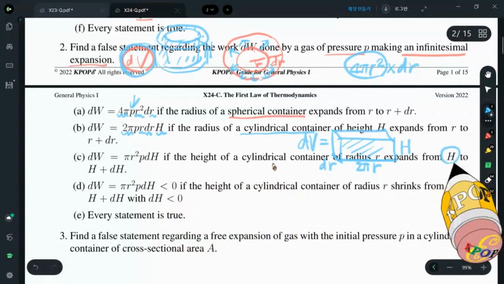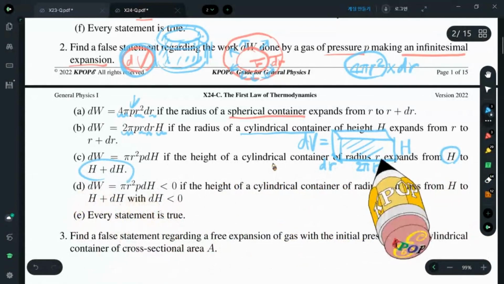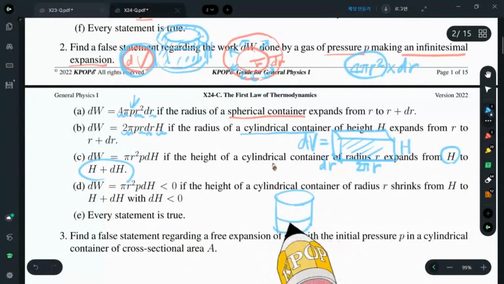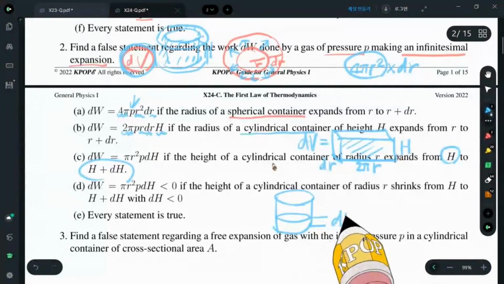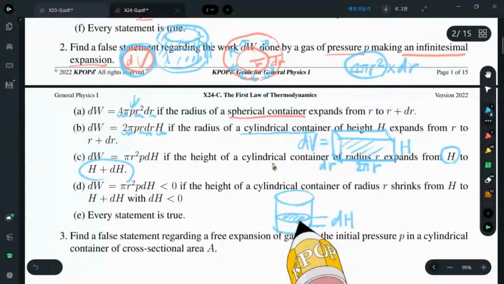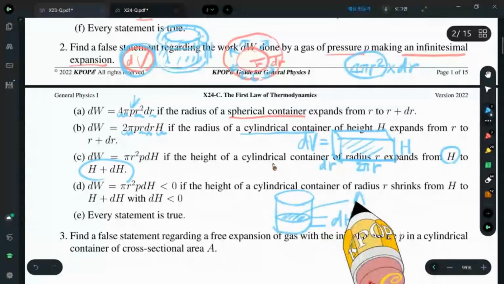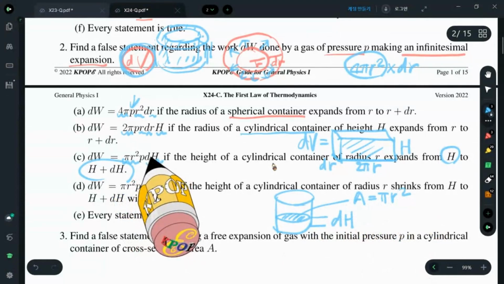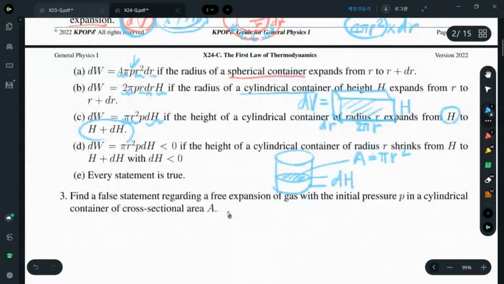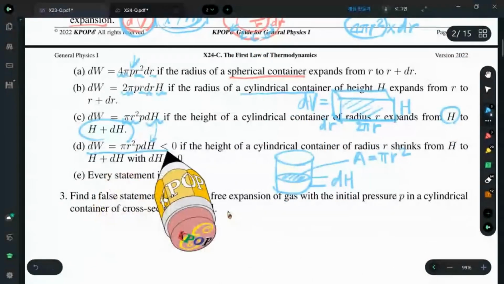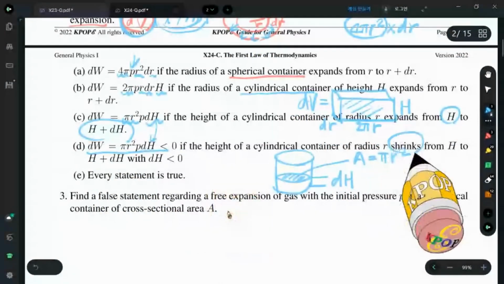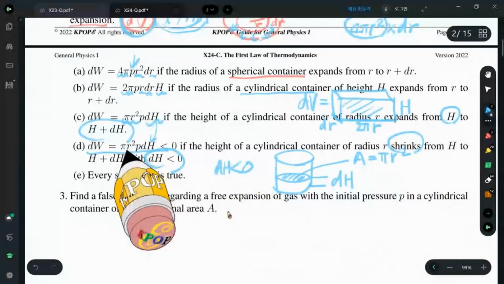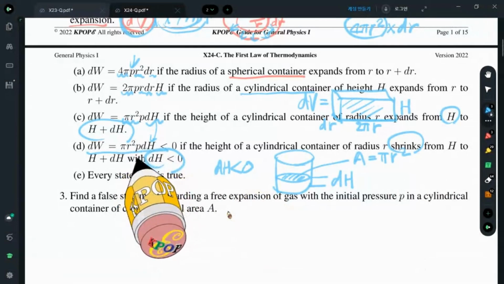Now the height changes and the radius is constant. In that case, the height changes by dh and the radius is constant. So what is the area? Pi r squared. So pi r squared dh times pressure. If this is negative, it shrinks, right? dh should be negative. So r is positive, P is positive.